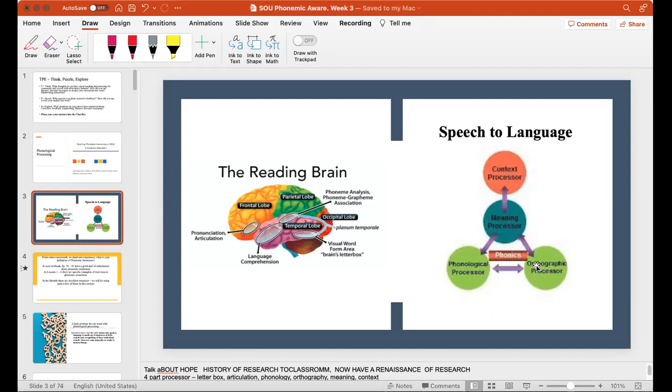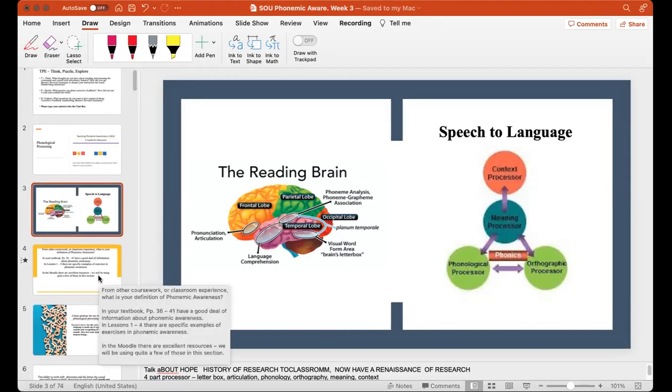We want our students knowing the letters and then associating the sounds and the articulation of those sounds. We need to be sure that they can put all of the sounds together and hold it in the right order. And what does it mean, and how do you pronounce the whole thing?